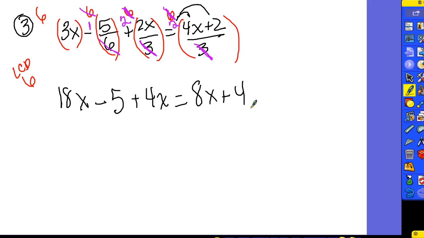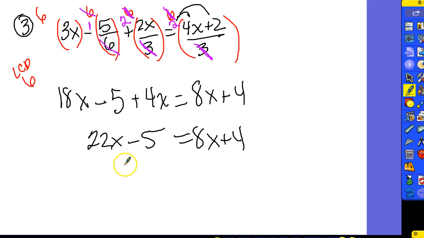So that's why I like the colors, so you can see each step separately, and it avoids that second or third step that we did in problem 1. We don't have to rewrite it. Okay, combining like terms, that's 22x minus 5 equals 8x plus 4, and I'm going to start skipping people. That's 14x equals 9.